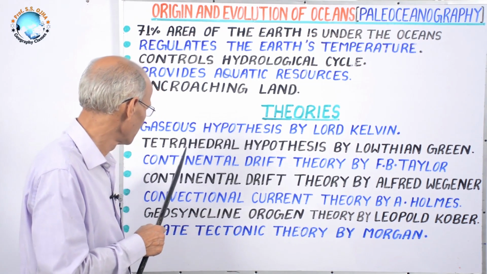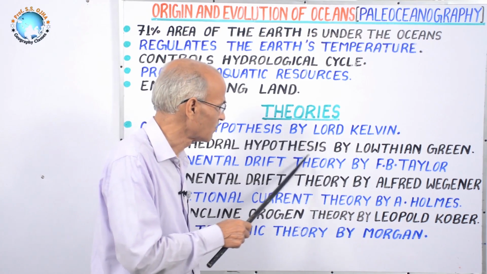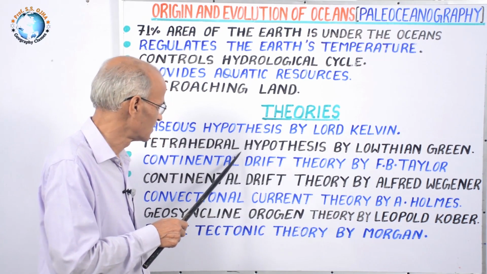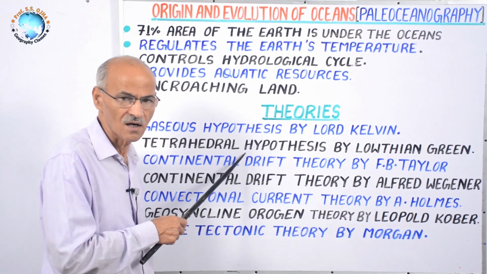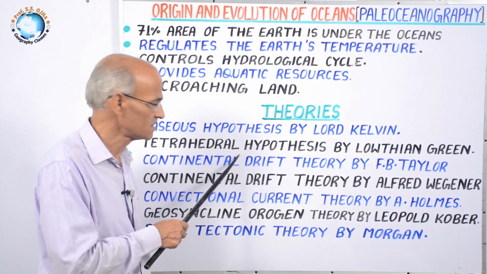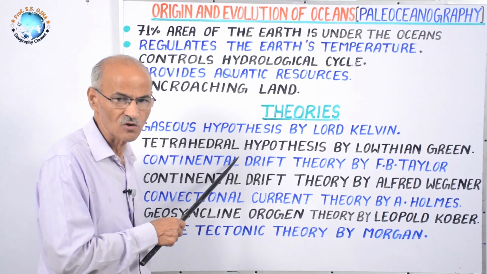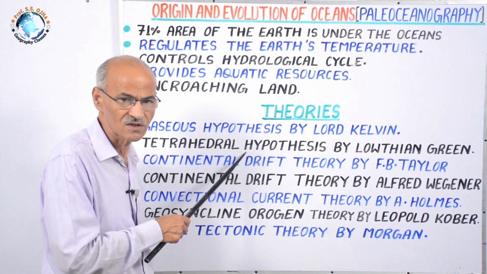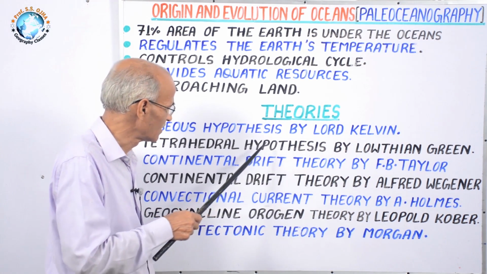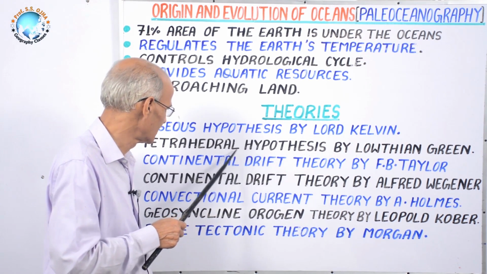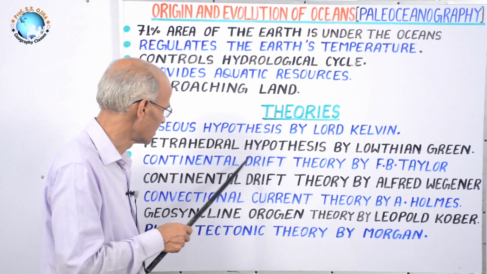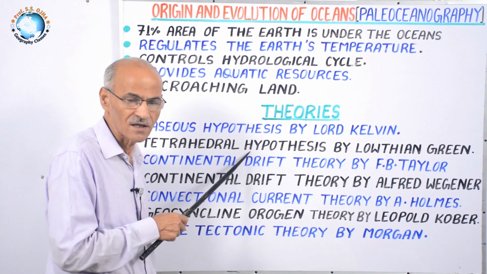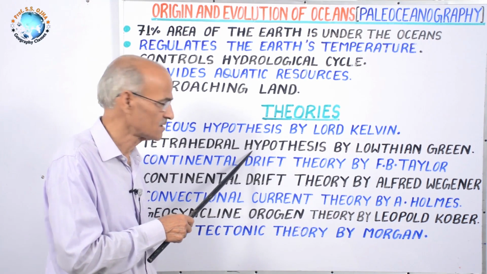Now the second theory, the tetrahedral hypothesis, proposed by Lothian Green, also belonged to the contractional concept. Lothian Green postulated that Earth was in the beginning in a hot gaseous state. Its outer surface slowly cooled down, and due to cooling, some part was raised and some depressed. The same process as by Lord Kelvin was also followed by Lothian Green's tetrahedral hypothesis, and he supposed that the low-lying areas were oceans and raised parts continents.